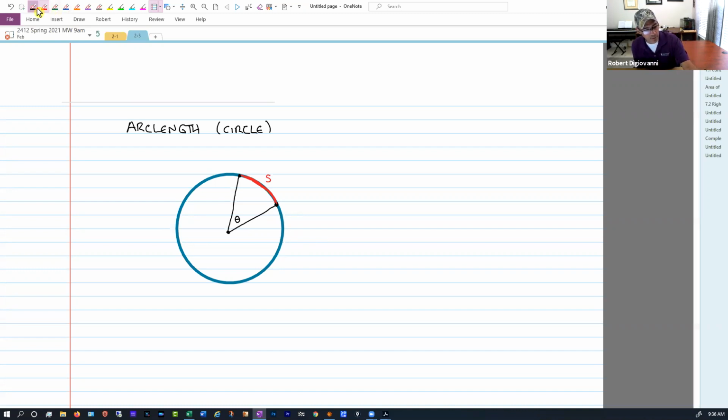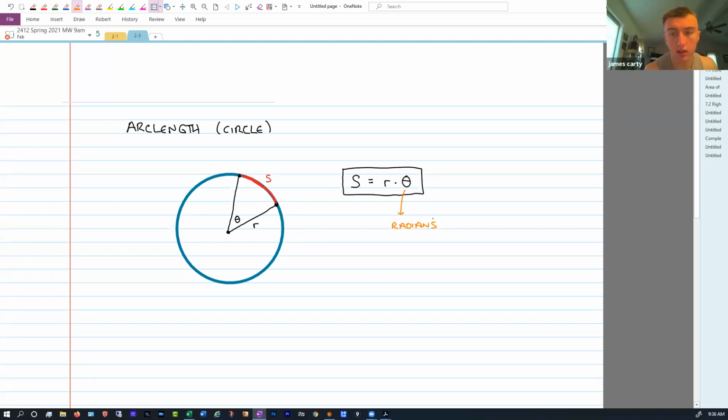Oh, I forgot to label the radius. The radius is on here. The formula is this: S is equal to R times theta. That's it right there. Such a simple formula. But there's, again, a very big catch here. This theta must be in radians.